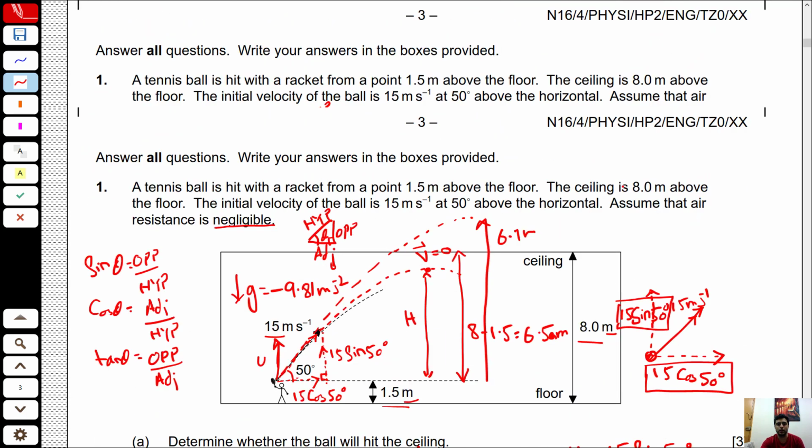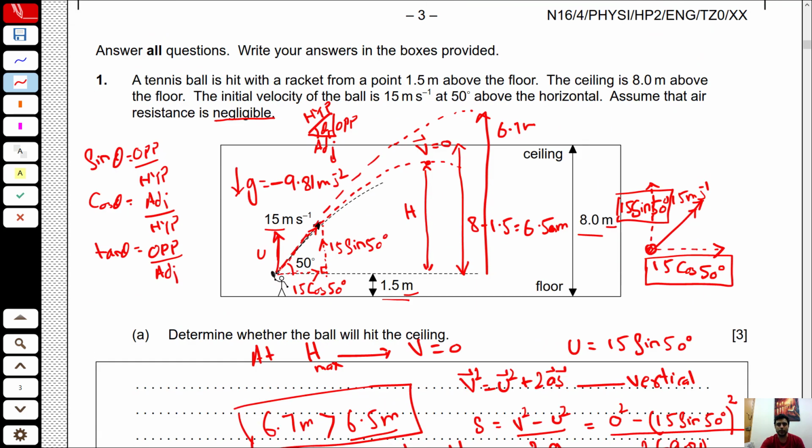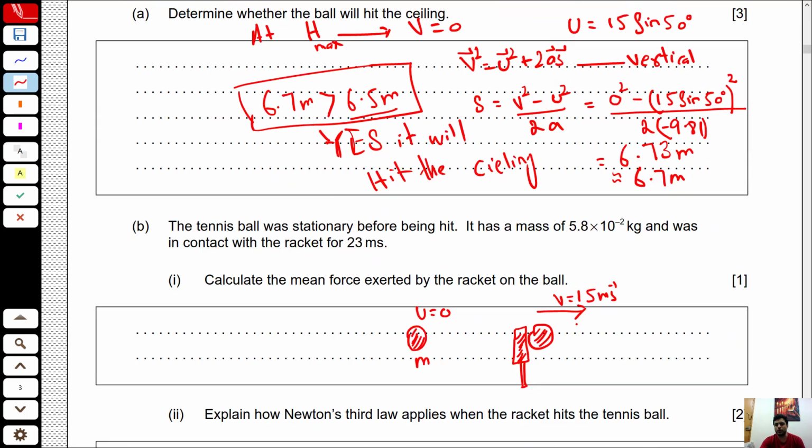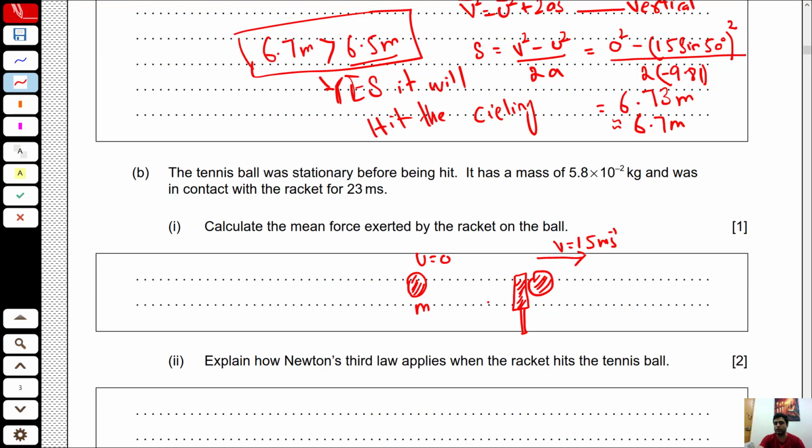How do we know that? As you can see here, it gains a velocity of 15 meters per second at an angle of 50 degrees, but we can just ignore the angle here. Imagine that everything is already inclined at 15 meters per second. So I've drawn everything horizontally just for easy calculation. Yeah, so it has a mass of that.